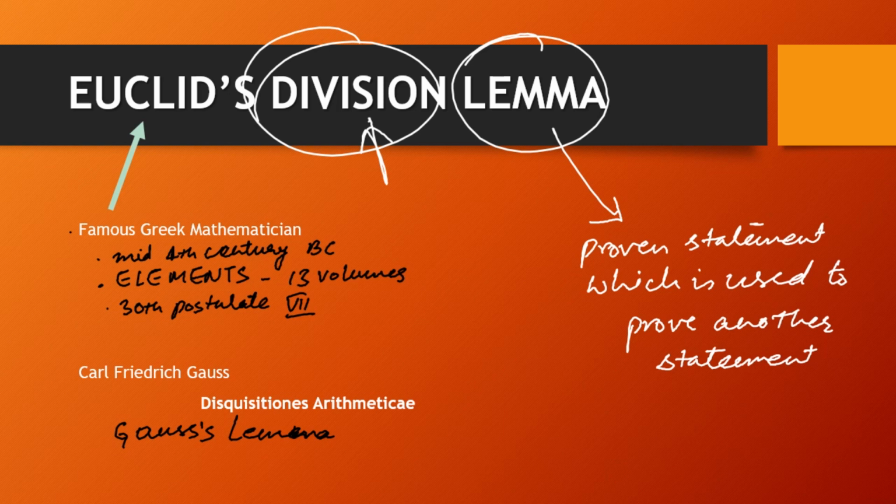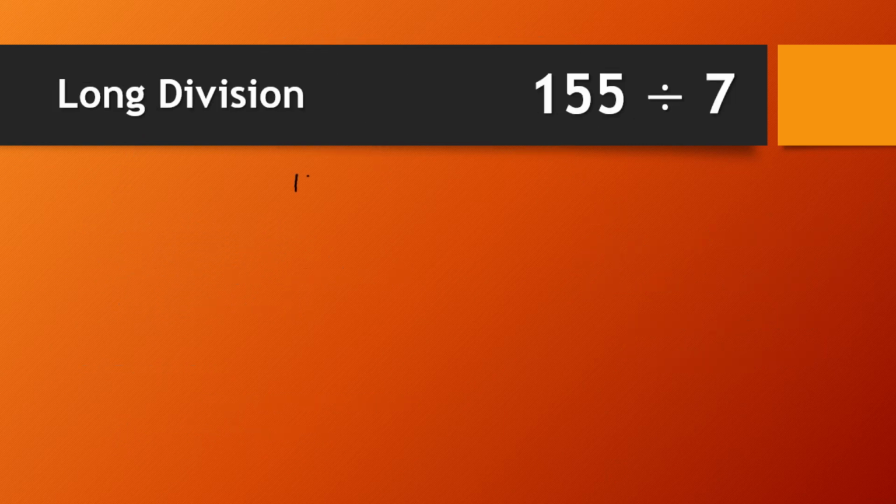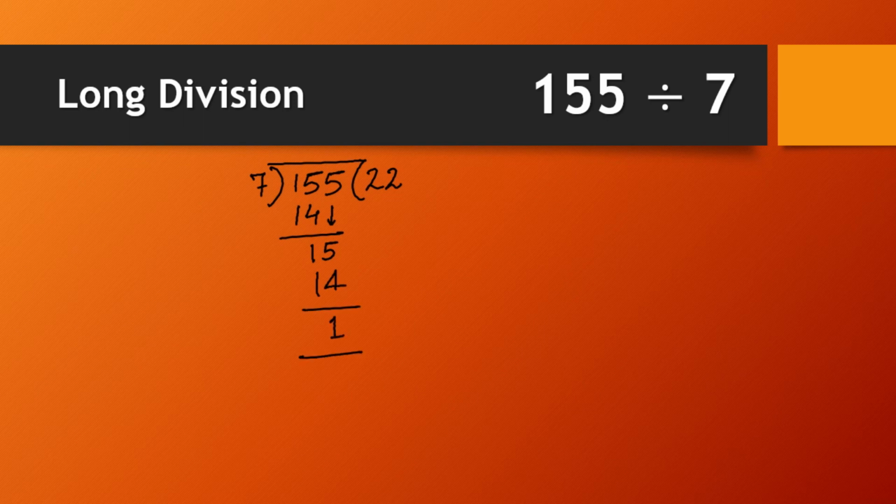Now, before I explain the meaning of Euclid's division lemma, let's go back to our upper primary classes where we have done how to divide two numbers. Let us consider we have 155 divided by 7. Now let us once again divide these two numbers. We will get quotient as 7 times 2 is 14, 5 and 15. Now again 7 times 2 is 14, the remainder is 1. I'm sure each one of you can divide these two numbers.